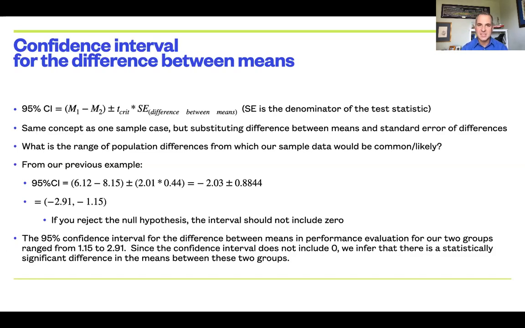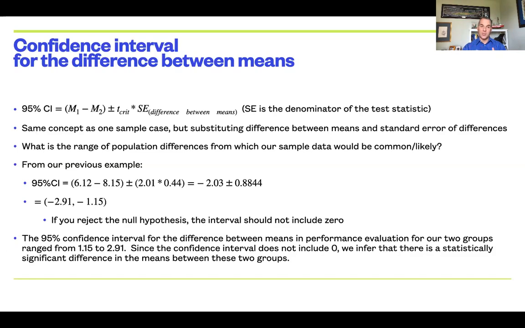So it's the same concept as the one sample case, but here we're substituting the difference between means and the standard error of the differences rather than just the mean that we found. Again, this is the range of population differences from which our sample data would most commonly have come.